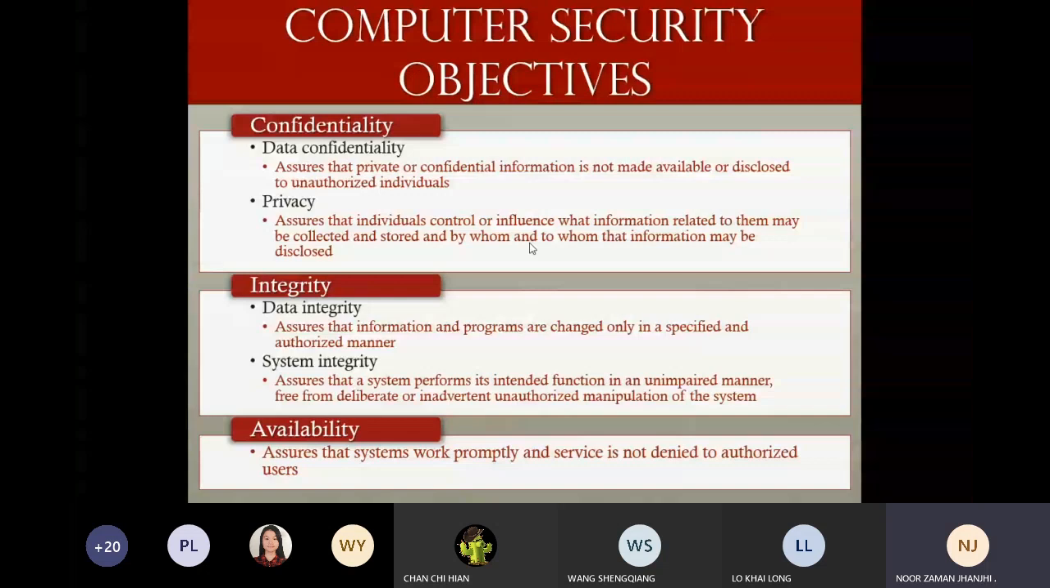Integrity can be divided into data integrity and system integrity. Integrity is a concept where we need to assure that all of the information the sender is trying to pass, when it reaches the recipient, must be as accurate as it was transferred. No change, no alteration should be there.